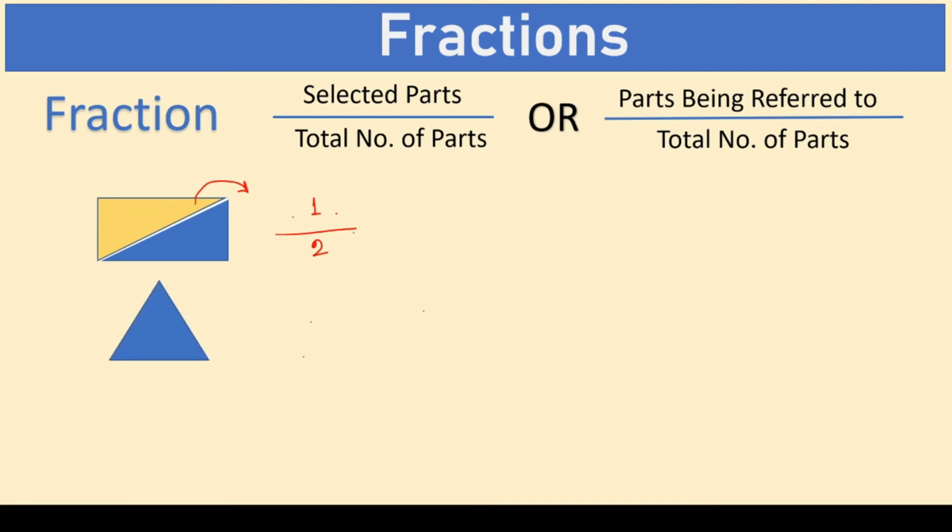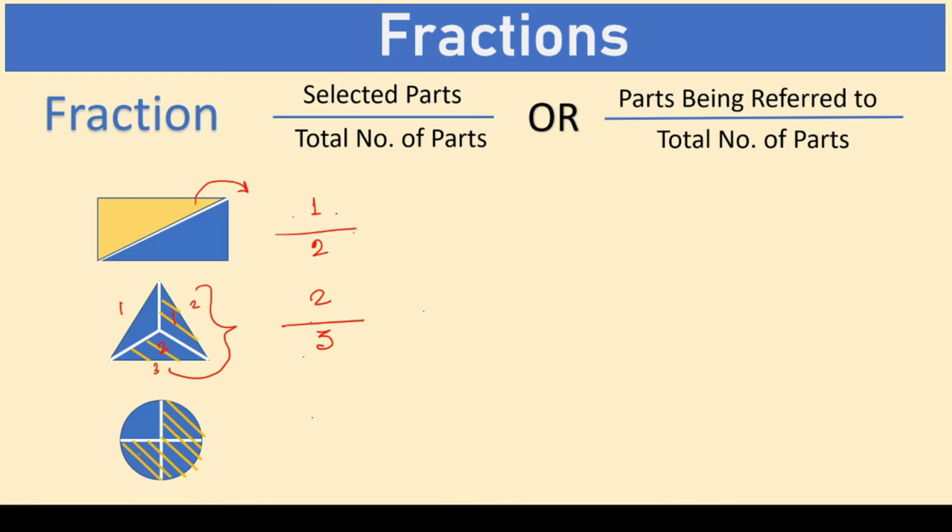So if we take another figure, divide it into 3 parts and shade off 2 portions of this, that means 2 portions are shaded. So 2 out of the total number of parts, which is 3. So this denominator is 3. Similarly, if we have a circle divided in 4 equal parts and if we shade off 3 portions of it, so this fraction becomes 3 by 4, because there are 3 selected parts out of 4, which is the total number of parts here.